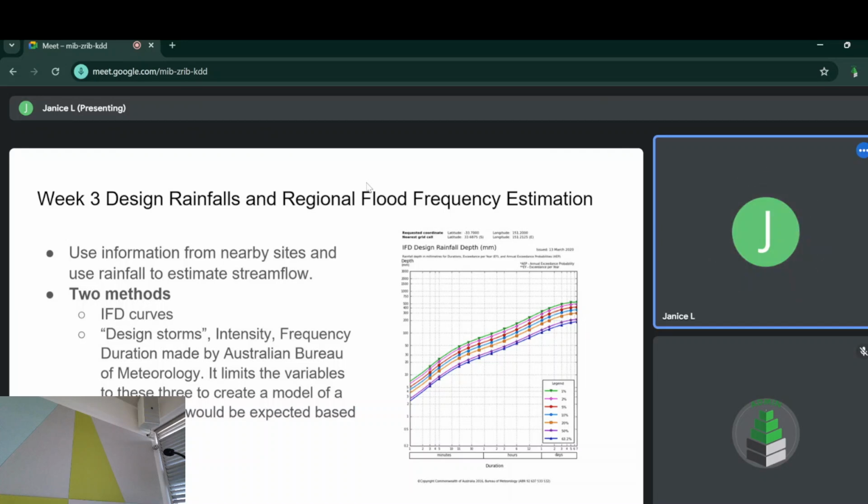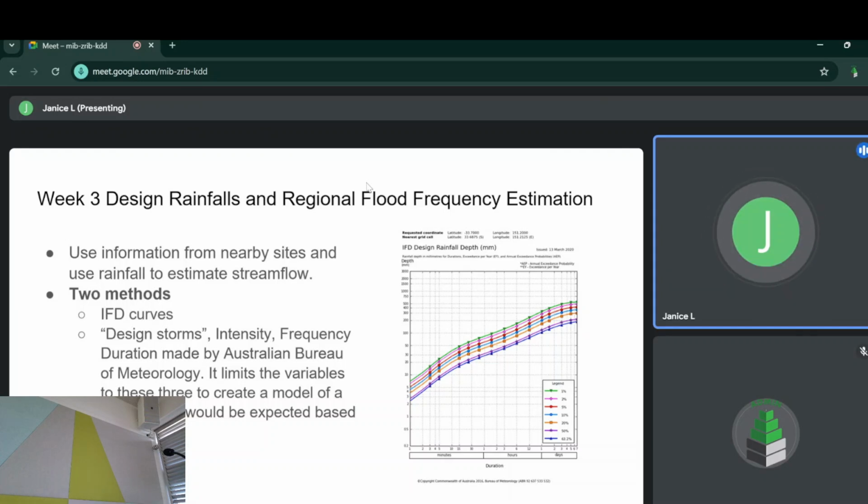And sometimes in more rural areas, or maybe where the conditions are more dangerous, you won't have stream flow data. How else can you actually estimate floods then? So what you can do is you can still use information from nearby sites and use rainfall to then interpolate stream flow. And there are two very common methods to approach this, and these are the two methods that the course will address. Number one is IFD curves.